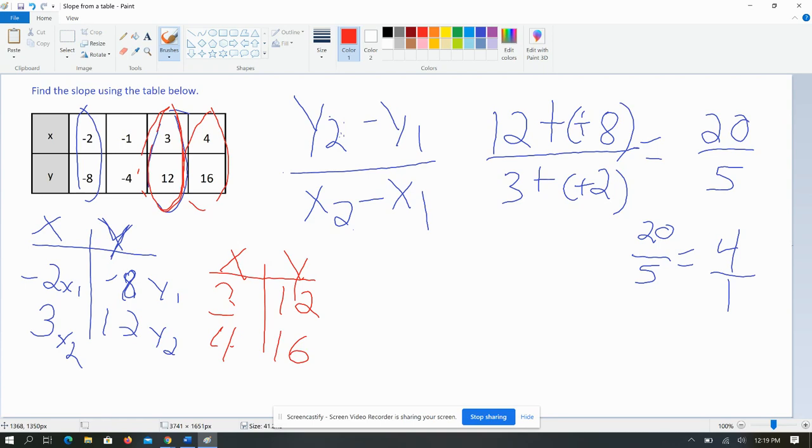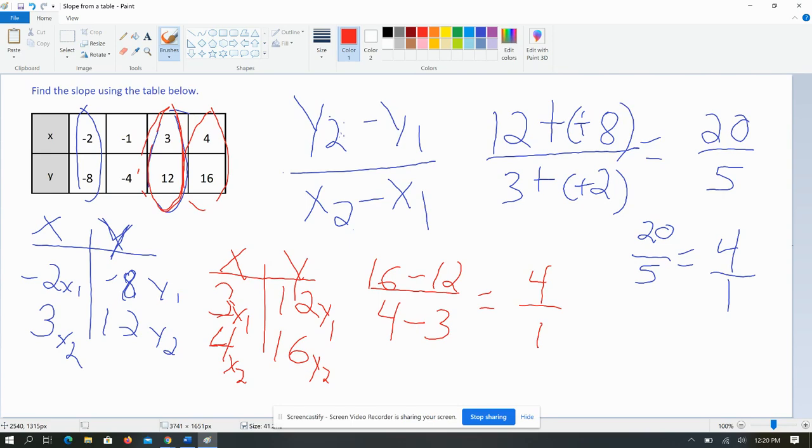So now I can work it out using the same formula, my y2 minus y1. So my y2 is right here, my y1 is right here. So I would put 16 minus 12. And then for my x's on the bottom, here's my x2, here's my x1. I'm going to have 4 minus 3. So this is going to keep me from having to reduce it when I'm using these numbers. 16, if I take away 12 from 16, I end up with 4. If I take away 3 from 4, 4 minus 3 is 1.